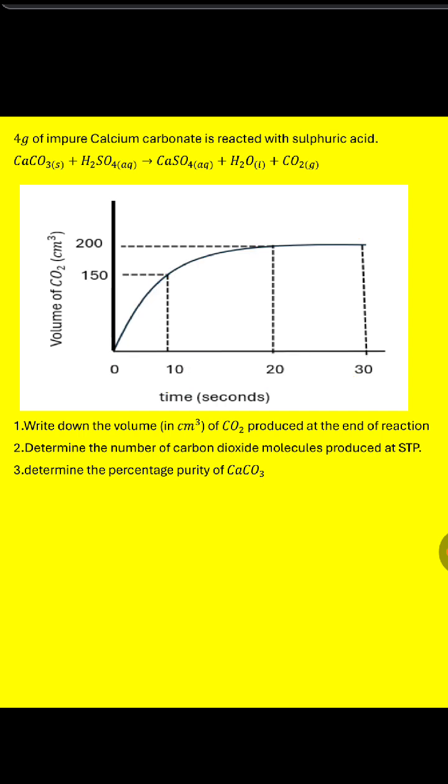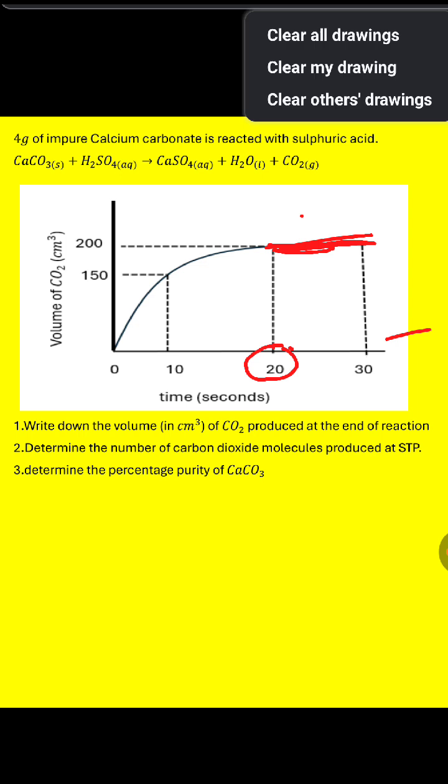Now, where the graph is flat, we say the reaction has stopped, meaning that this reaction has taken 20 seconds to come to a complete stop, because it starts being flat from 20 seconds going forward. So it takes 20 seconds to stop. But anyway, that is for rate of reaction in grade 12. But let's look at the calculation. The calculation part is for both grade 11 and grade 12.